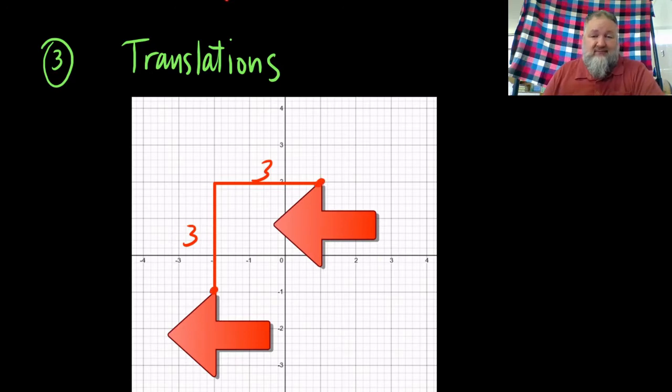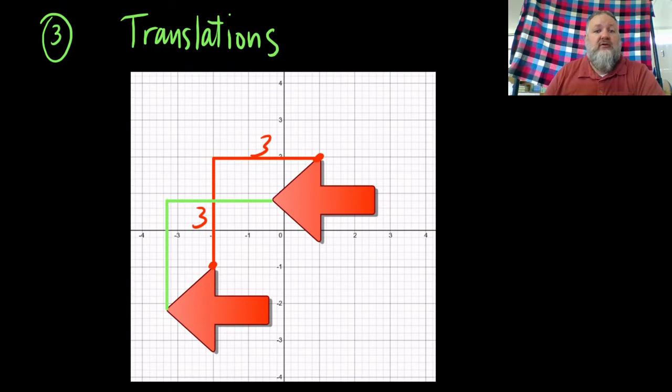And if we were to grab a different point and measure, say, this point here to that point there, it would be exactly the same. It would still be 3 units up and 3 units right. So that's translations. Reflections, rotations, and translations: that's how we end up with congruent figures.